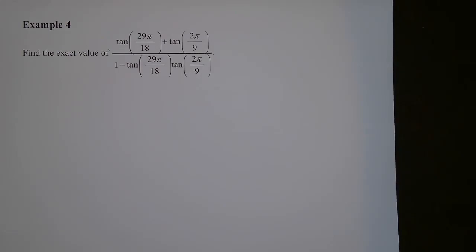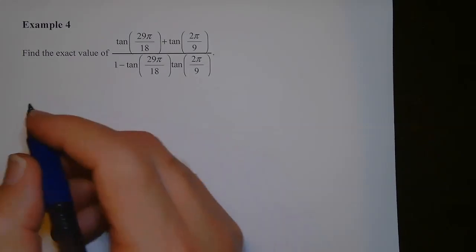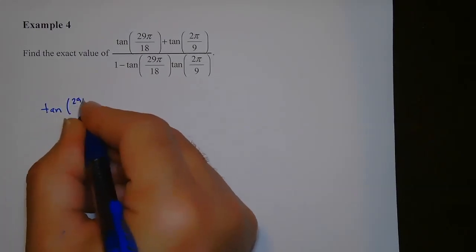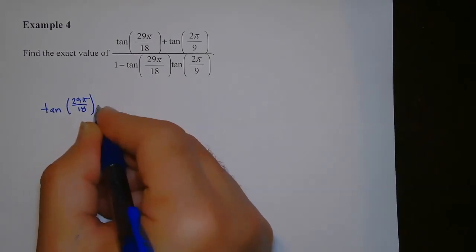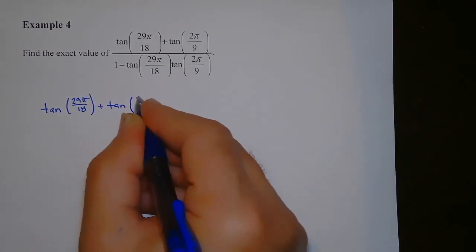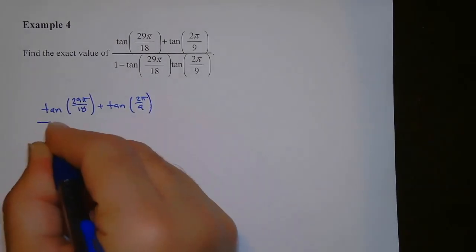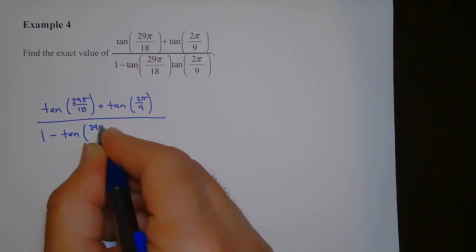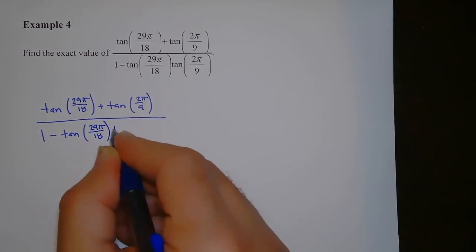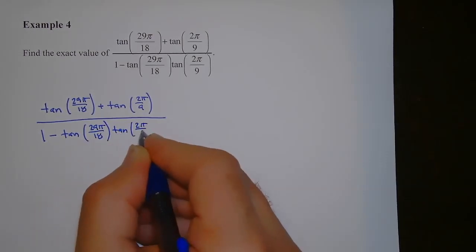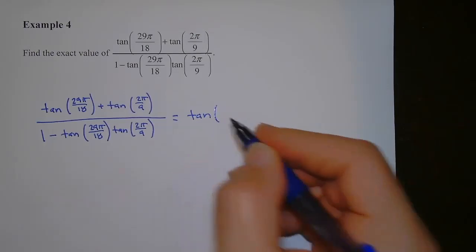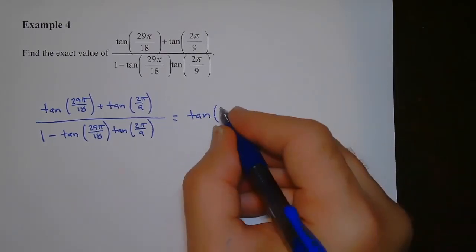This one's a little bit easier to recognize because there's only one formula for tangent. This is the reverse of what we just did, but with tangent, and I wanted to show you that. So tan of 29 pi over 18 plus tan of 2 pi over 9, all over 1 minus tan of 29 pi over 18 tan of 2 pi over 9, because we're trying to figure out what this is equivalent to. It's going to be a single tangent. And in this case, my alpha is 29 pi over 18.